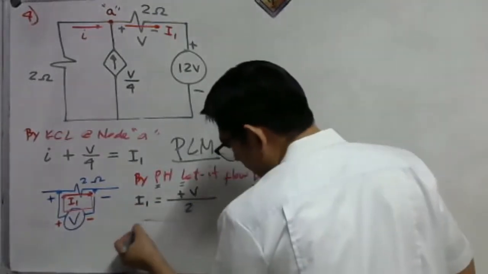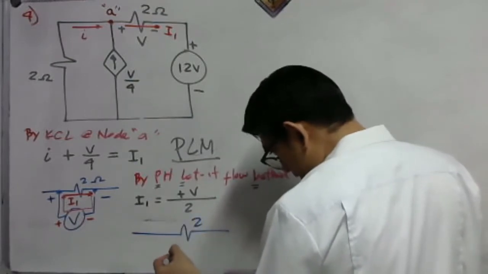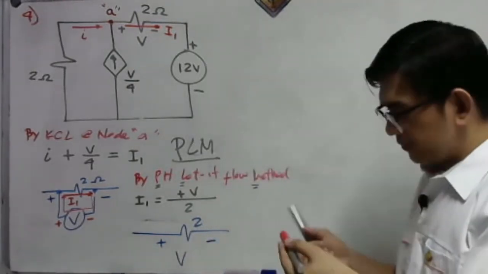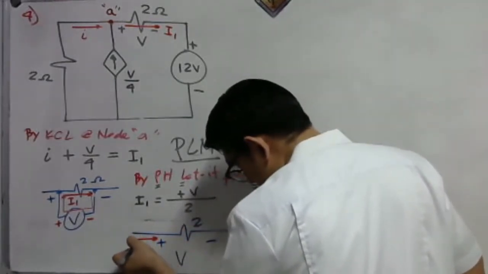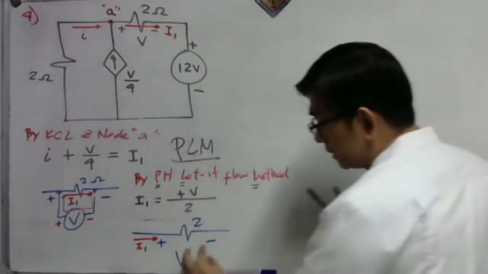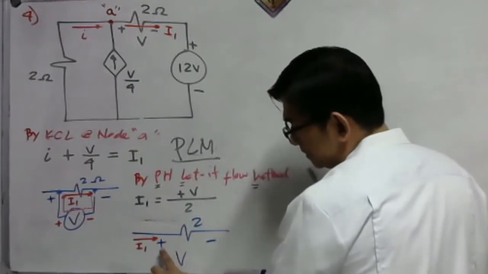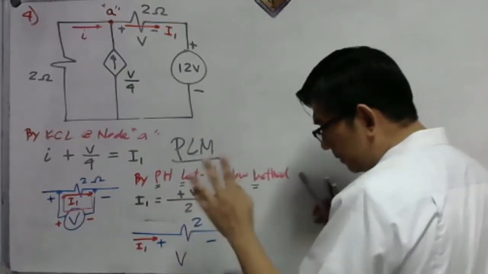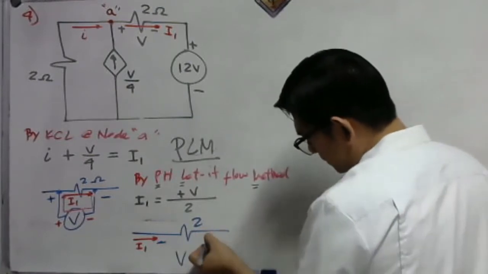If you have a circuit, let's say, with your 2 ohms, then we have our V with plus and minus. If our I sub 1 is entering at the positive terminal of the voltmeter, that is positive V. If it so happens that this is negative and this is positive, then it is negative V.